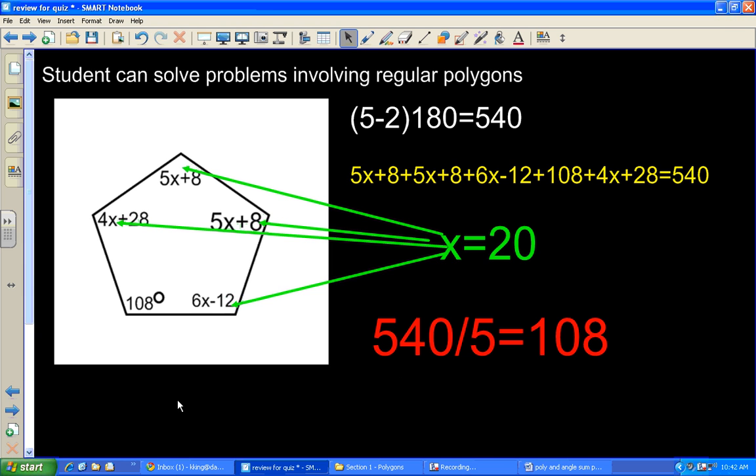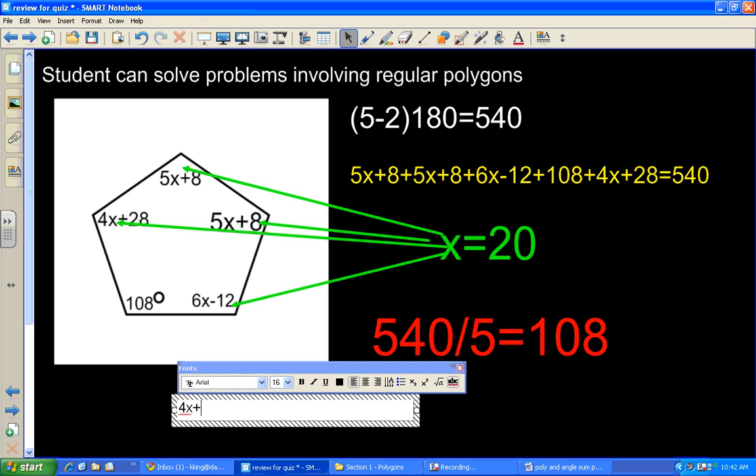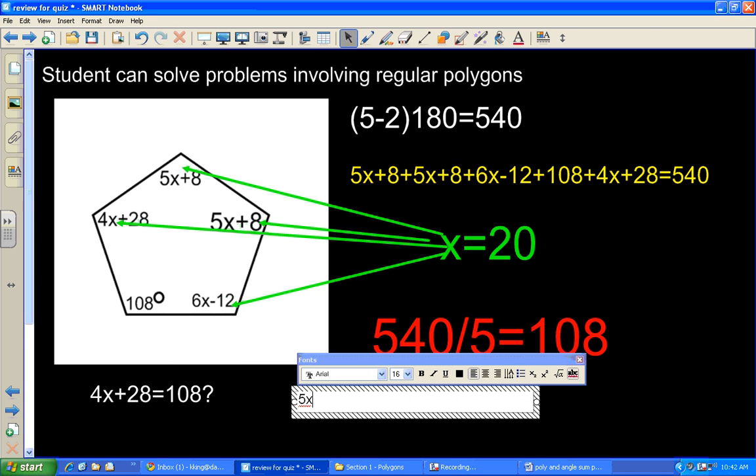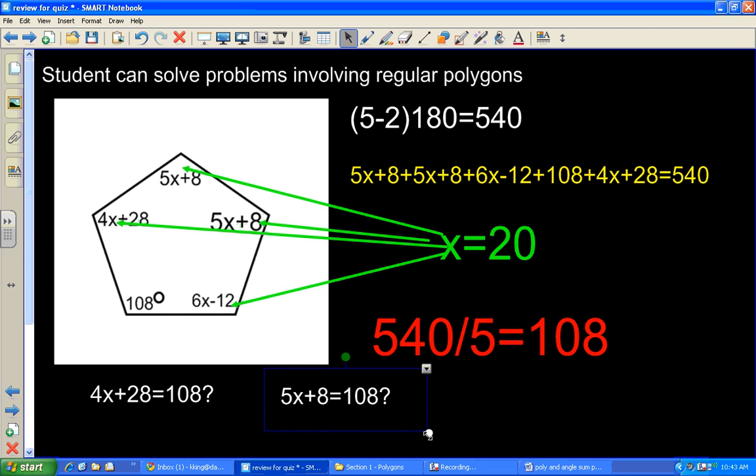So then I would check, is 4x plus 28 equal to 108? It's kind of like a question. And when I solve, I would check what I get for x. Okay? So you check all your sets of angles. So you check 4x plus 28. Is 5x plus 8 equal to 108? So these are kind of like questions you're asking yourself. When you go through and solve for x, you have to make sure you get the same value on all of these. So you do that for all your angles.